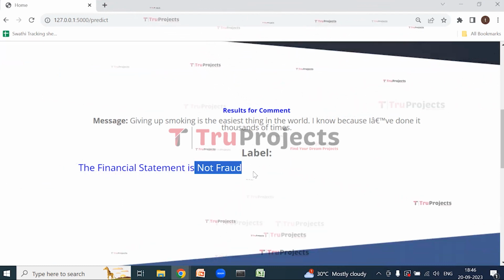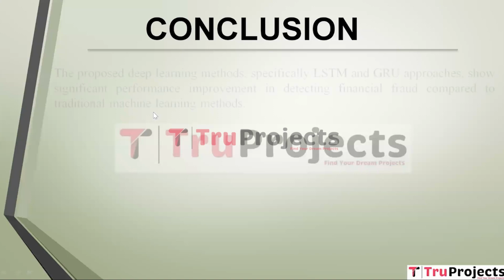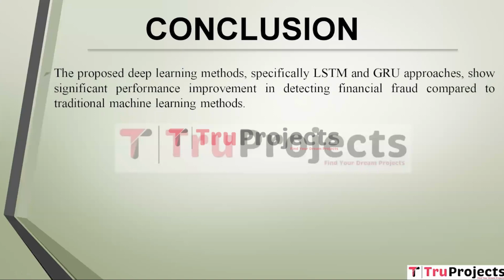So in this way, by entering the message, we can predict whether the financial statement is fraud or not. The conclusion of the project is that it highlights the superior performance of deep learning methods, specifically long short-term memory (LSTM) and gated recurrent unit (GRU) approaches, compared to traditional machine learning methods. LSTM and GRU are specialized recurrent neural network architectures, particularly effective in processing sequences and time series data.